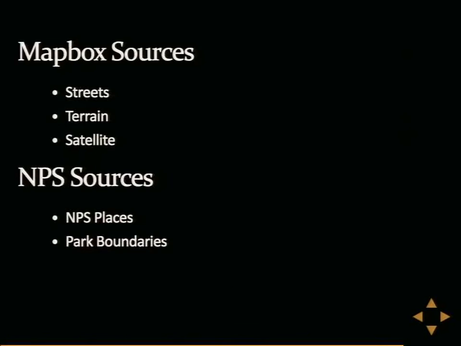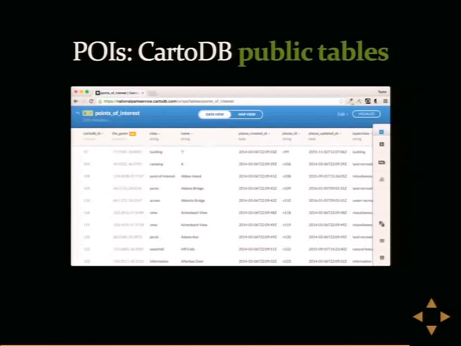And we are using some Mapbox sources in here. All of our terrain is coming from Mapbox. Obviously, streets from OpenStreetMap outside of parks, we're still using. And we're using that satellite imagery. Our sources are all coming from our places database. And our park boundaries we actually keep separate, uneditable, because those are pretty important.